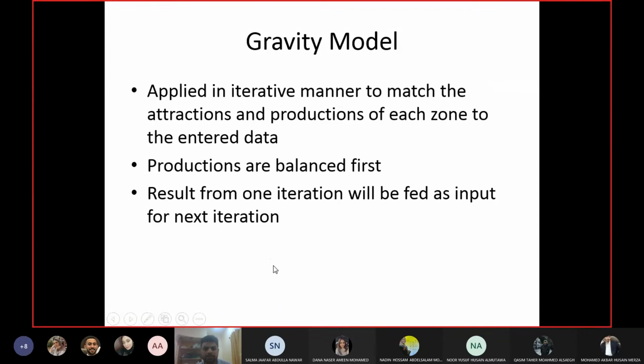Let us go through these points and we will look at some examples. The gravity model is applied in an iterative manner. When you calculate the number of trips attracted and the number of trips produced, they must match the data which you have collected in the trip generation stage. In the trip generation stage, you have already calculated how many trips are entering each zone.